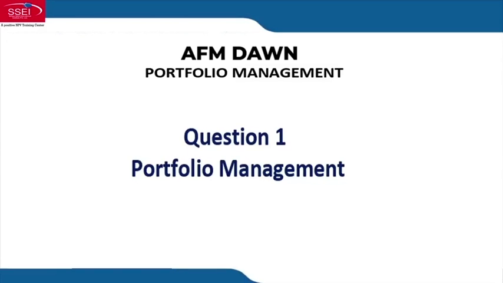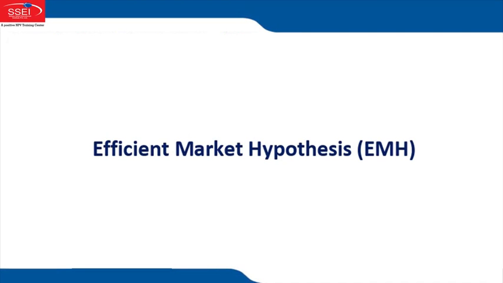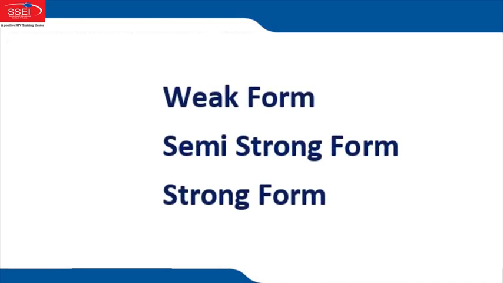So let's move into question number 1 of portfolio management. In portfolio management, there was a topic called efficient market hypothesis, EMH, whether markets are efficient or not. There were 3 types of market efficiency: weak form, semi-strong form, strong form.